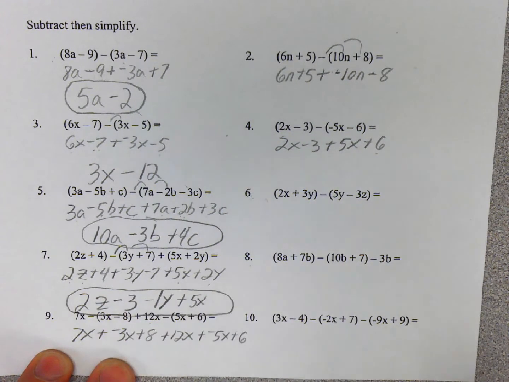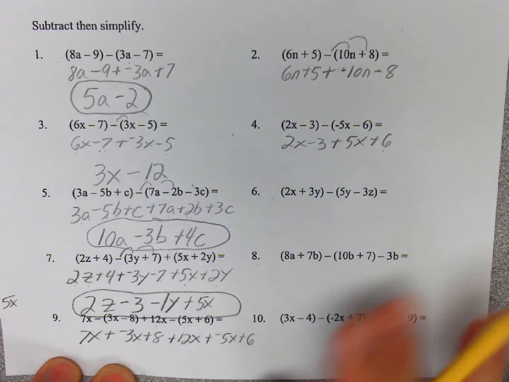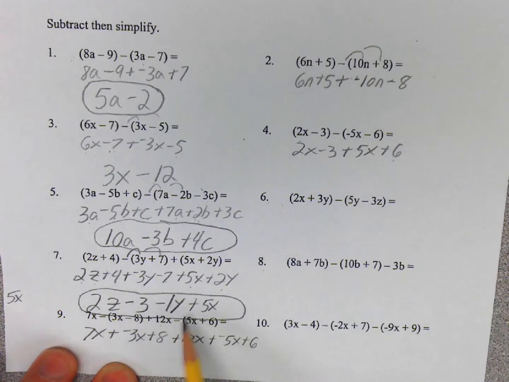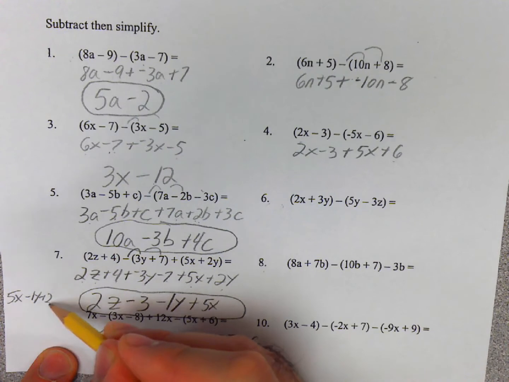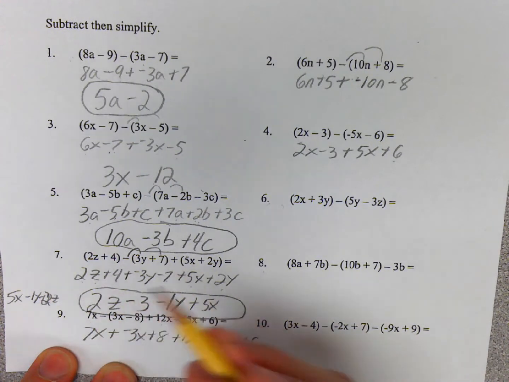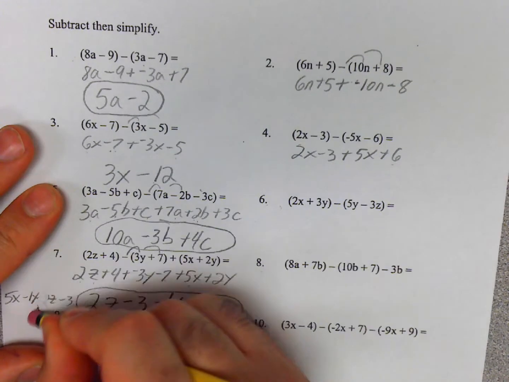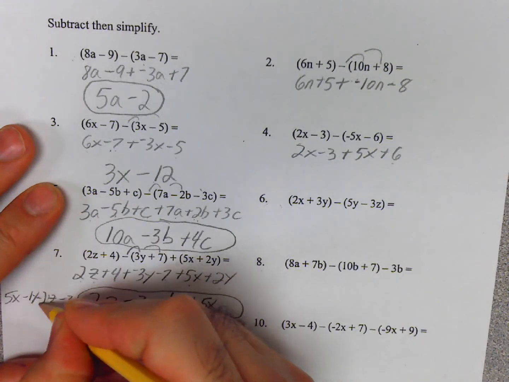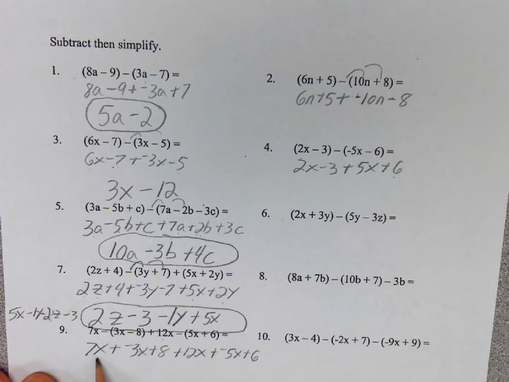Now mathematicians will sometimes like to go in chronological order, so they'd write the 5x first. As you can see over here, they'd write the 5x first. Then they would do the minus 1y plus 2z and then minus 3. See, they do it in chronological order. But for right now, we don't have to worry about that. We'll get there.